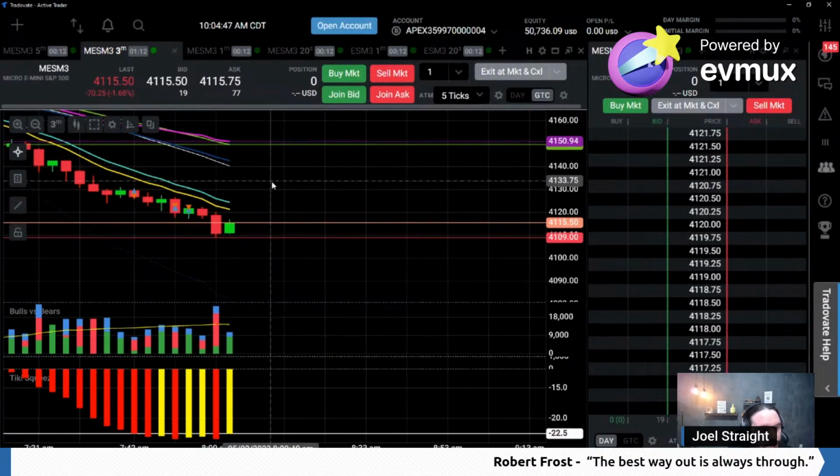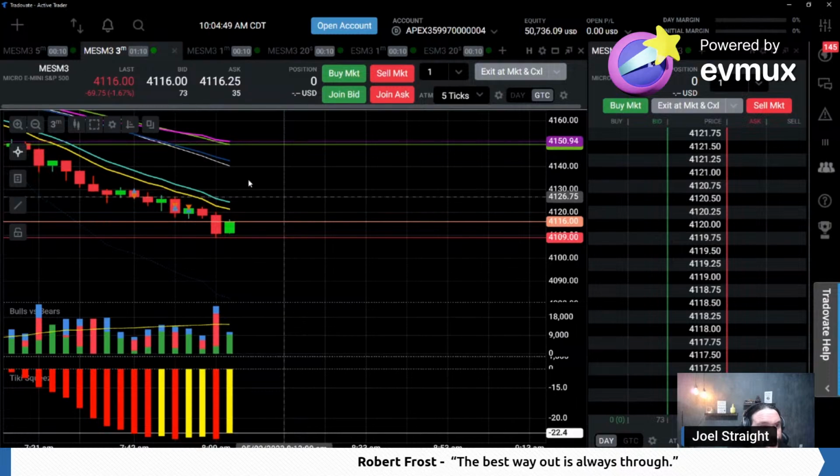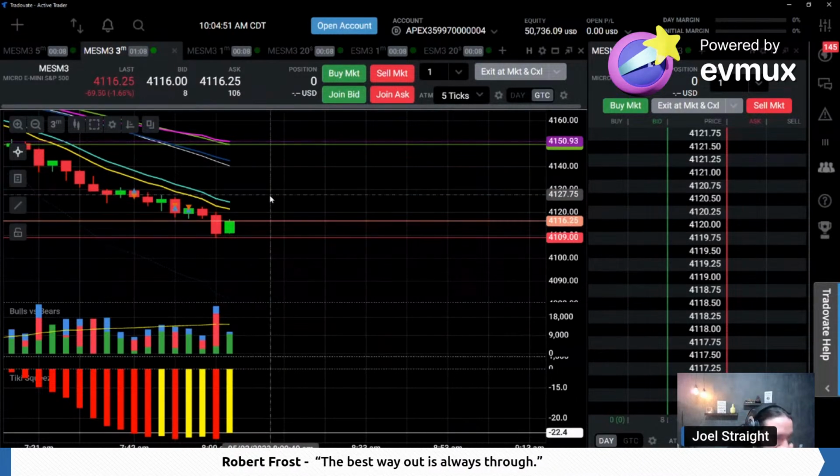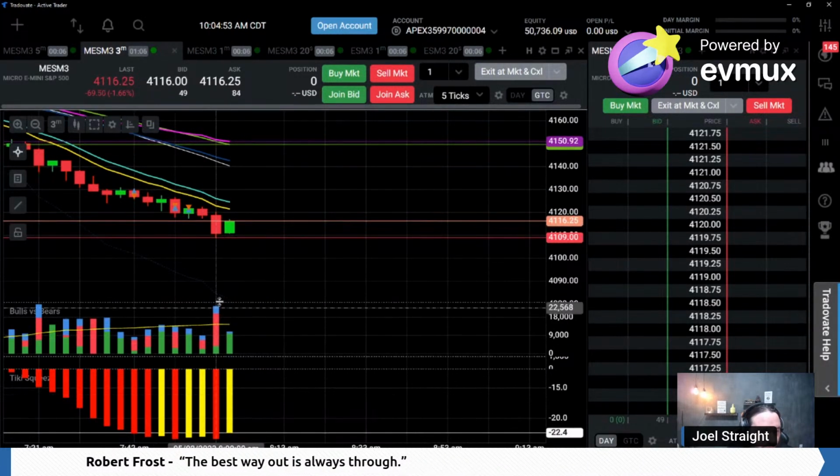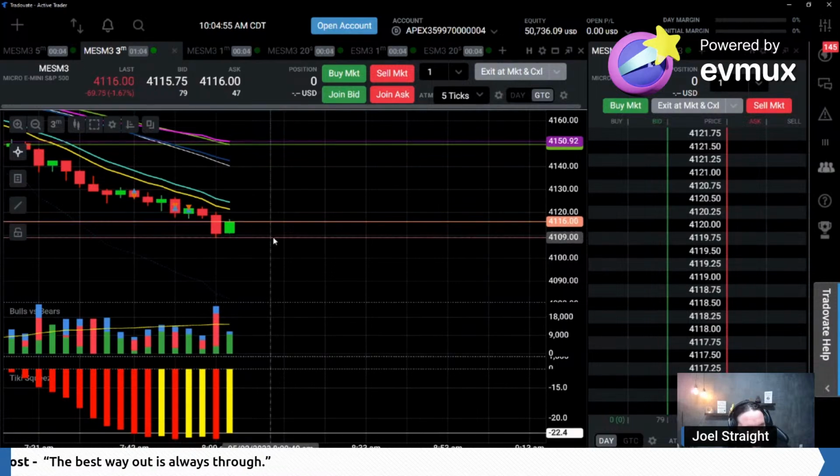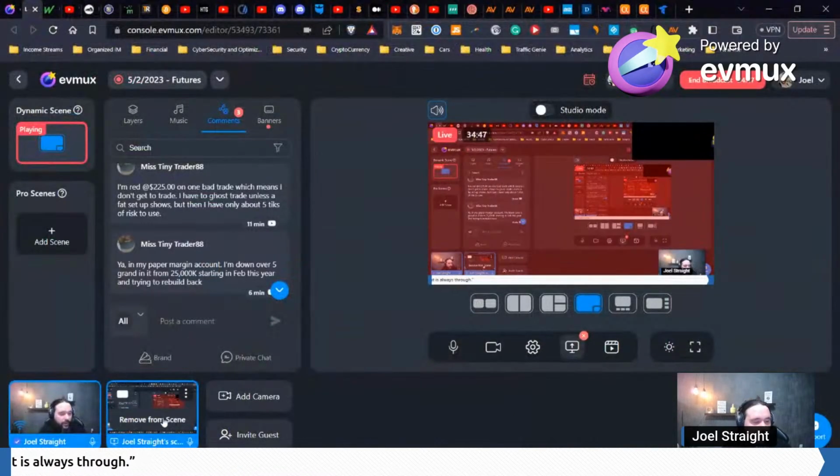Alrighty. Three minutes getting a little bit of a yellow candle. I don't know when the market's actually going to find its low on the day and then bounce off that.